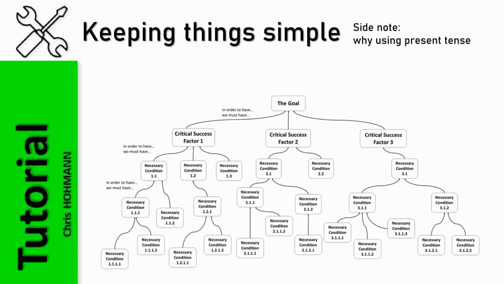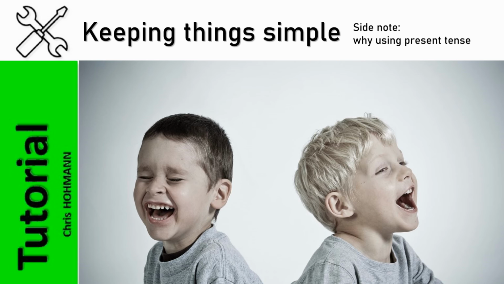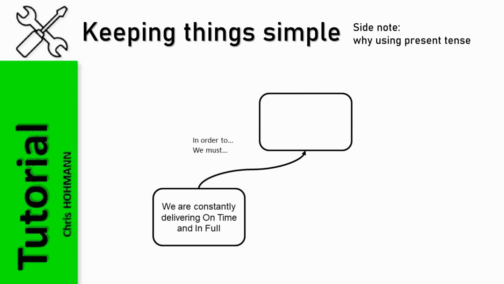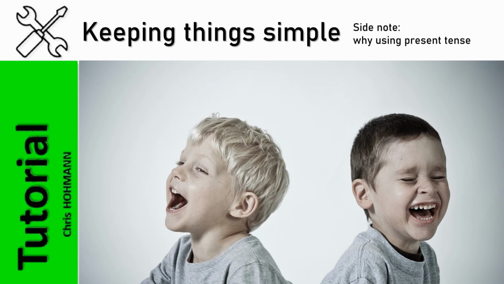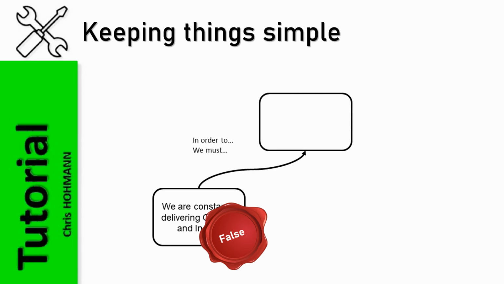But an interesting corollary is that reading the statement in the present tense is a good test of its validity. For example, if someone reads the statement, "We are constantly delivering on time and in full," then the audience can immediately react if it's not or not totally true yet.